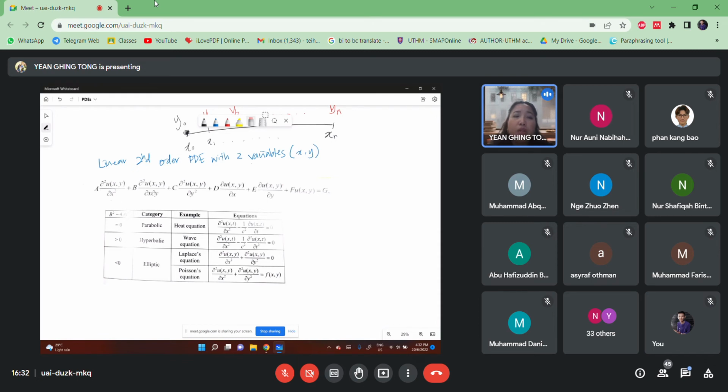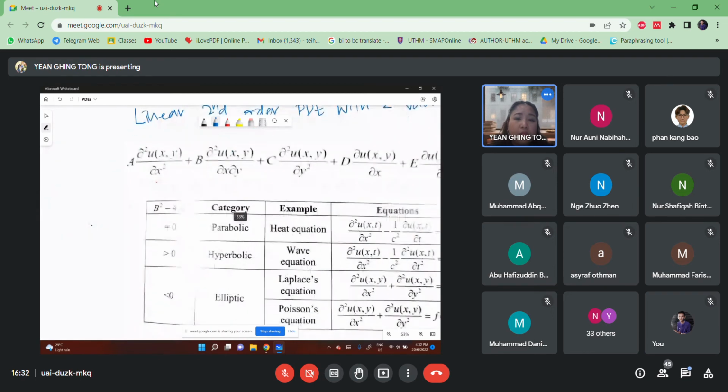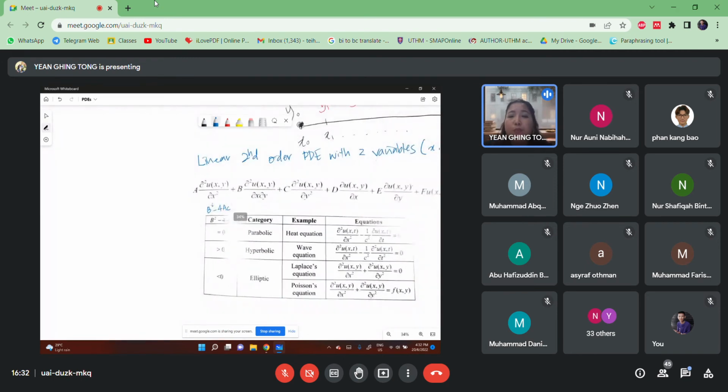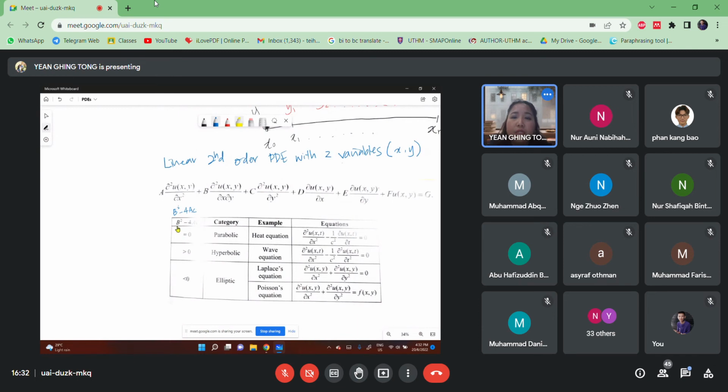Here, we will define whether the PDE is parabolic, hyperbolic, or elliptic based on this formula. I think you have learned this before, B squared minus 4AC. When B squared minus 4AC equals 0, that means this PDE is parabolic. If it is more than 0, that means hyperbolic, and less than 0, that means elliptic. So we have to base on this basic equation.